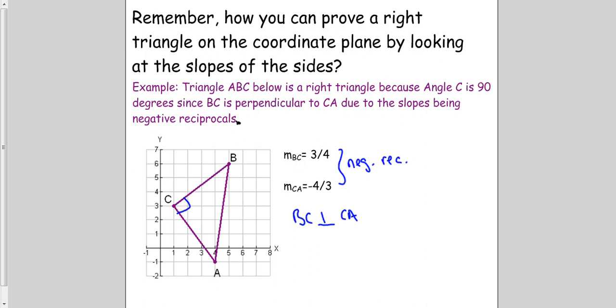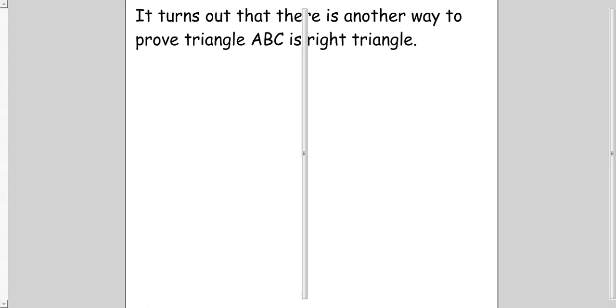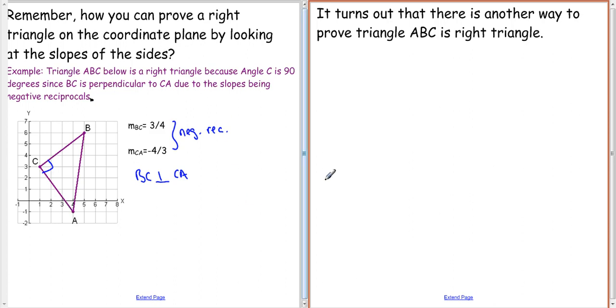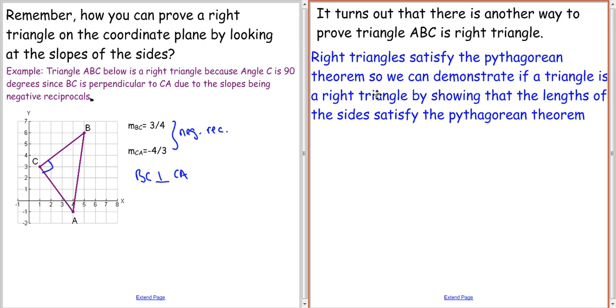Well, it turns out that there is another way to prove triangle ABC is a right triangle, and I want to show you that way. Right triangles satisfy the Pythagorean theorem. So we could demonstrate if a triangle is a right triangle by showing that the lengths of the sides satisfy the Pythagorean theorem. To do this, we will need to find the lengths of each of the sides.